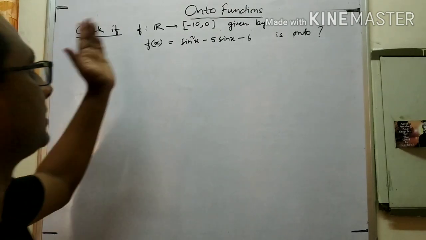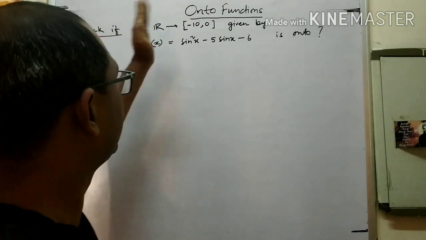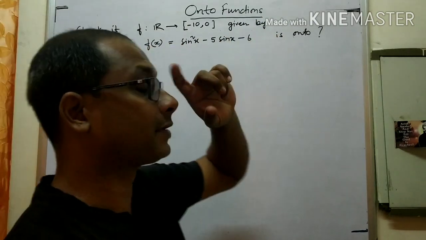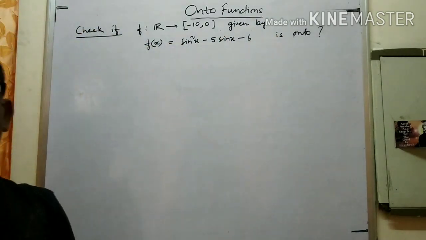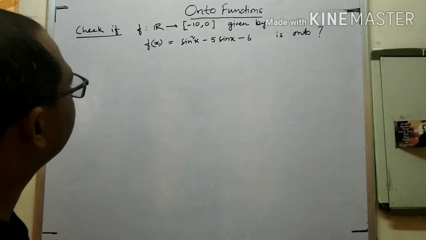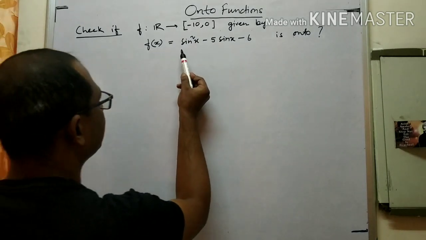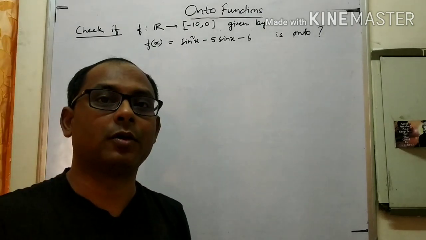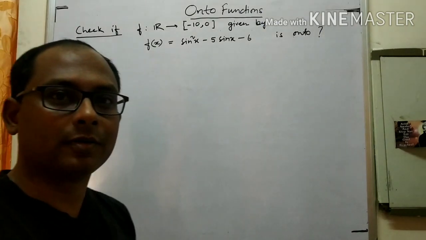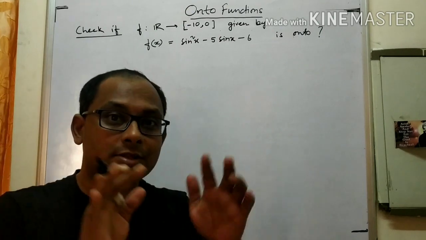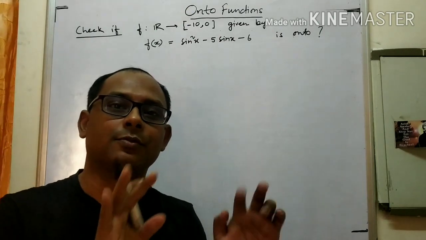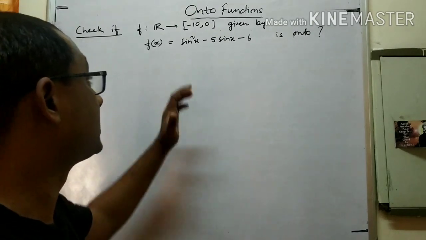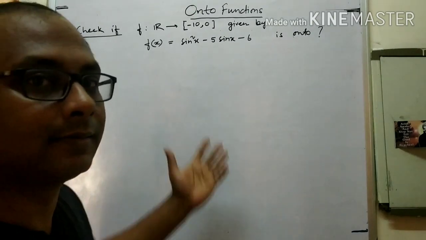Check if the function running from real numbers to the closed interval minus 10 comma 0, given by f(x) equal to sin squared x minus 5 sin x minus 6, is onto or not. If we observe, we'll find that this is nothing but a quadratic in sin x, and sin x we know is a bounded function. Bounded function means we know the range of sin x, right? It lies between minus 1 to 1 closed interval. So we can use that boundedness of sin x here.